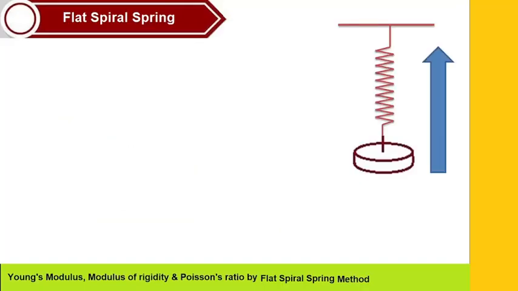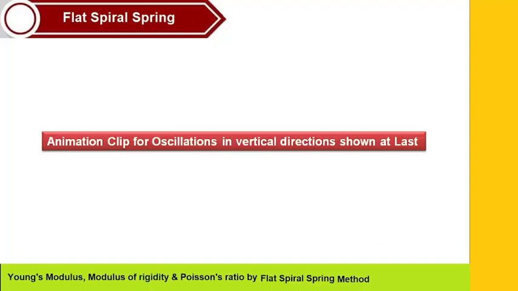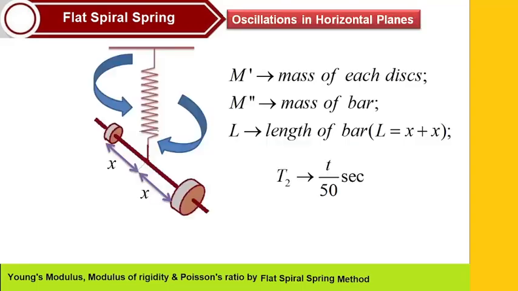Now, how the flat spiral spring oscillates in a vertical manner is just shown like this. It will be shown in the animation clip for oscillation in vertical direction at last. Now we will see about the oscillations in horizontal planes. It is observed from the diagram.